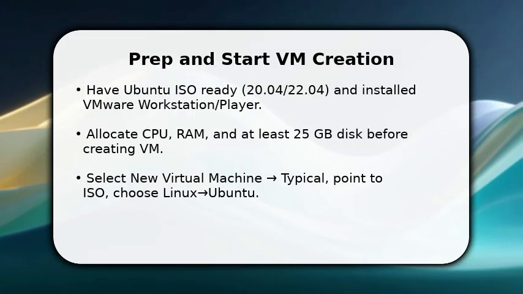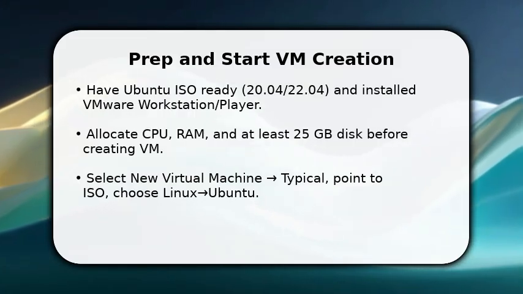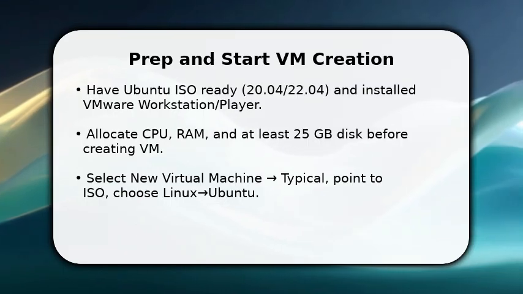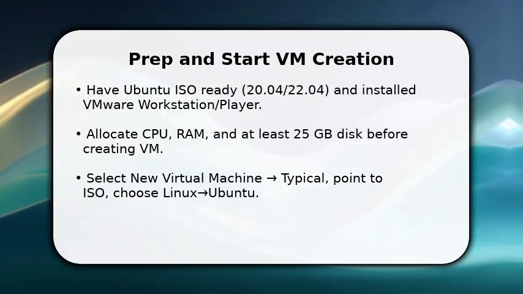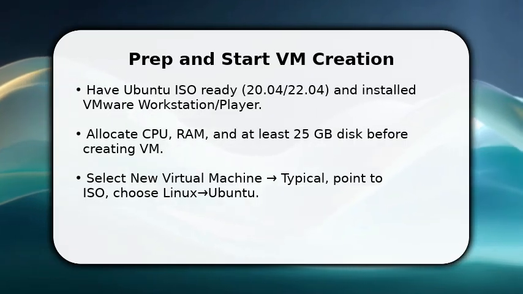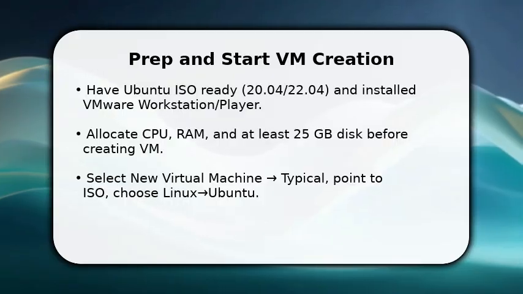You begin by getting the essentials in place, an Ubuntu ISO and VMware installed. Once done, open VMware and choose New Virtual Machine, pick Typical to speed setup. Point the installer at the ISO, choose Linux and Ubuntu, then name the VM.